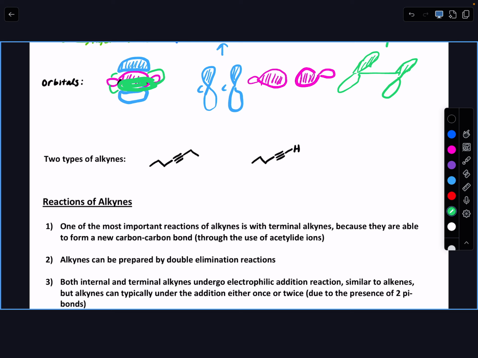Okay, there's two types of alkynes. This might seem like an arbitrary classification, but it is important.